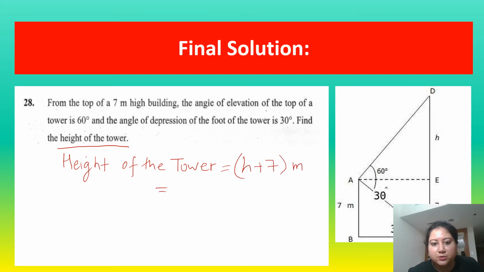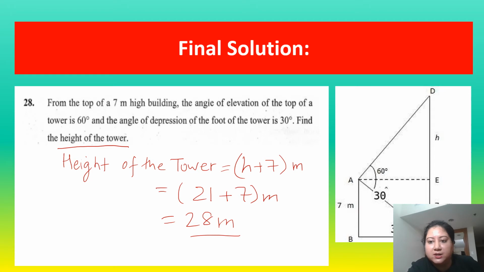So I'll just substitute the value of h that we got in the last slide. That was 21. So your final answer for the height of the tower is 28 meters. Many times students make this mistake. They just leave the answer at the step where you get your h as 21 and forget this last and the most important step. So don't make this mistake, so that you are able to get your 100% in the answer.